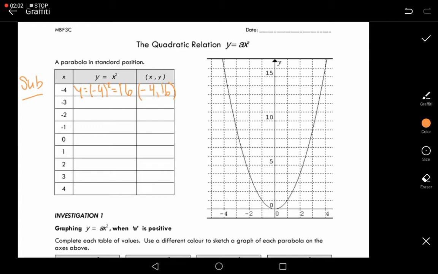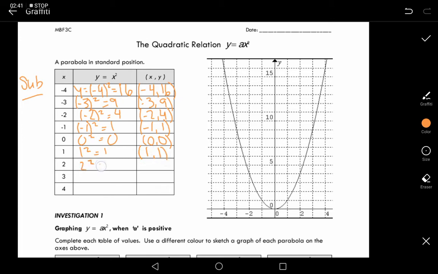Okay, and we're just going to do the same thing continuously. So here we have -3 squared is 9. So we have the point -3, 9. Again, just replacing that x with the value that it gives you. So -2 squared is 4. So we have the point -2, 4. -1 squared is 1. So we have the point -1, 1. 0 squared is 0. So we have the point 0, 0. 1 squared is 1. So we have the point 1, 1.